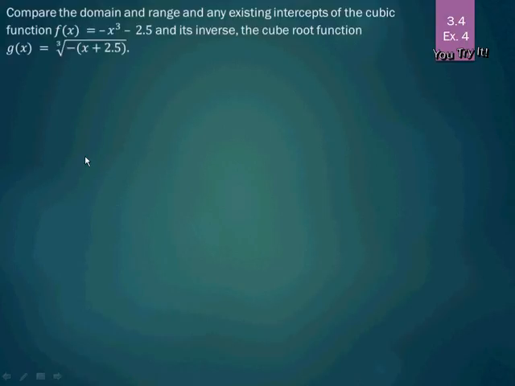Compare the domain and range and any existing intercepts of the cubic function f(x) = -x³ - 2.5 and its inverse, the cube root function g(x) = ∛(-x + 2.5).